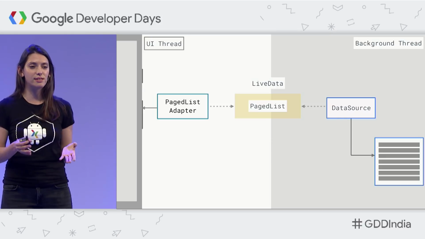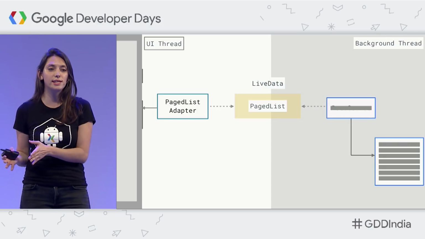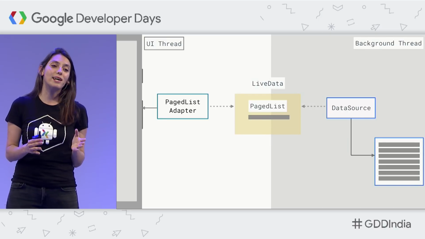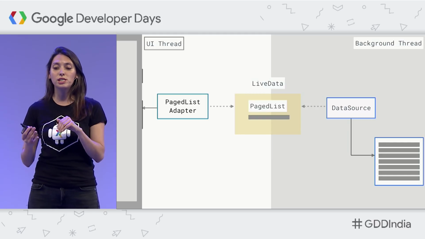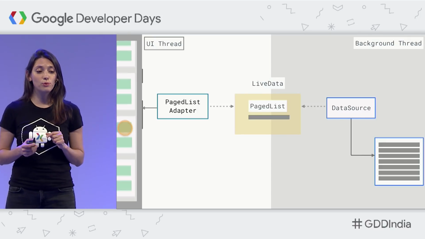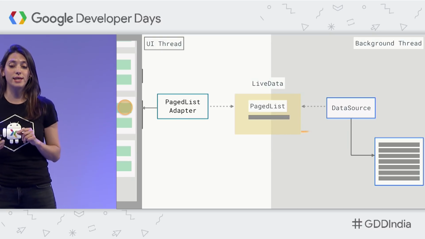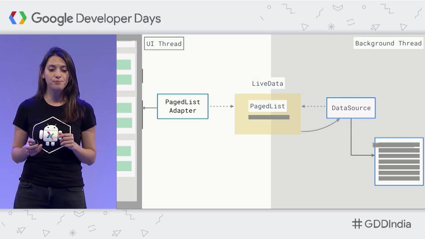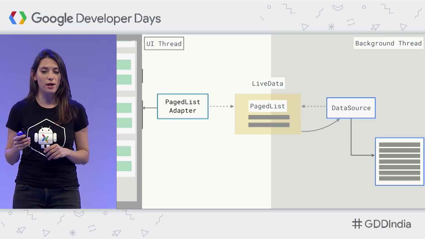So let's say that as a data source, we have for now a database. The data source gets the data for the page list from network or database. Then the data is put in the page list. And then the page list adapter works with the page list and updates the UI. What happens when the user scrolls? Well, at this moment, the page list requests the next page from the data source. The data source gives the next page, and then the page list adapter updates the UI.